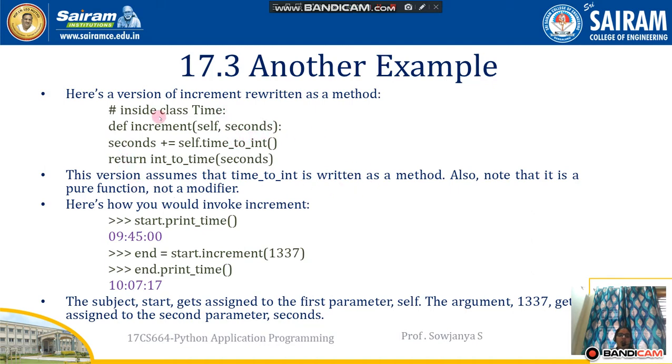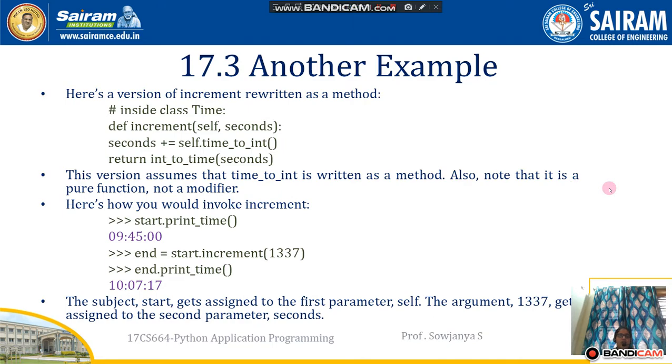So we are defining the method inside class Time. We define increment with self and seconds. We increment the seconds value by self.time_to_int. After converting the time to an integer, whatever the value is, that value will be incremented by the seconds, and then it will return the result. This version assumes that time_to_int is written as a method. Also note that it is a pure function, not a modifier.